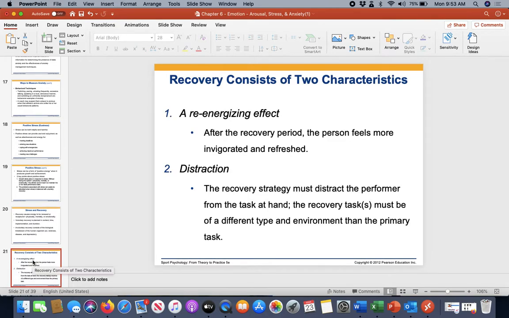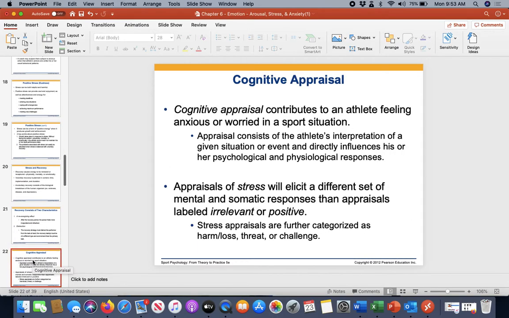With it though, what are you looking for? You're looking to just re-energize. After that recovery period, that person comes back and wham, they're refreshed, they're ready to go, they have a fresh sense of what's going on. And it's going to distract them. It's going to take them out of what might be bothering them in that moment and change the mindset of what's going on. So re-energize and distract. Distraction is not a bad thing in this moment, because we want to take them out of the moment and get them into a different sort of situation.